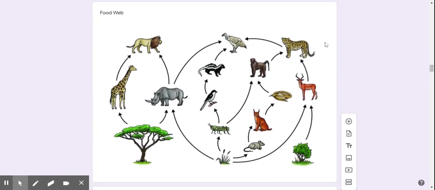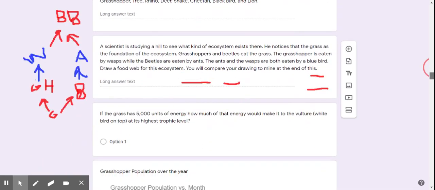The only reason that the vulture is able to survive is because he also has different food sources. So he has the skunk, and that one ends up giving him a little bit more energy. And he also eats the rhino, and that's his best food source because he gets the most energy from eating the rhino. So he really depends on the rhino to supplement his diet. Now let's get to the last two real quick.